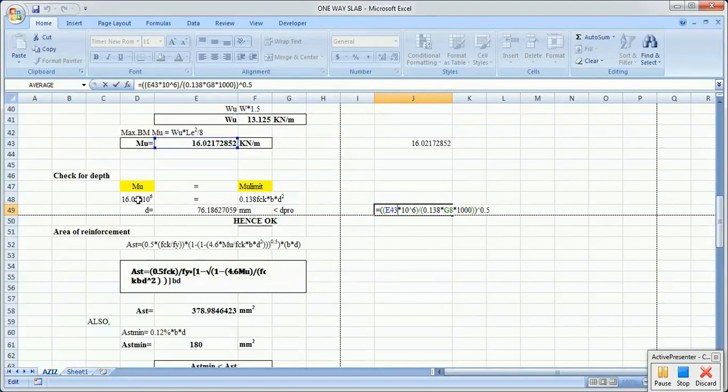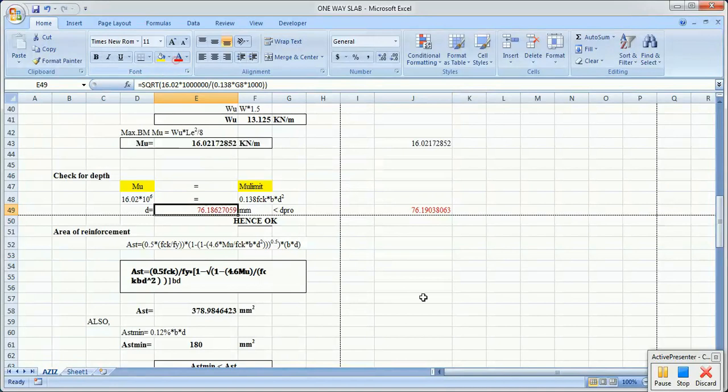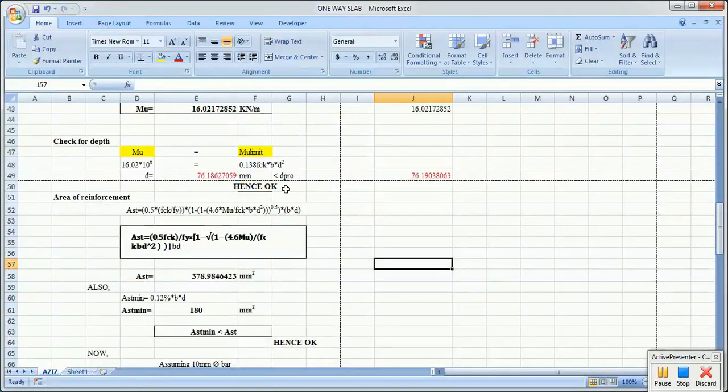Earlier I had clicked here, so I was not getting the answer. Now we can check here. That is mu into 10 raised to 6 divided by 0.13 FCKB raised to 0.5, nothing but square root. So we are getting the same answer. You can check this answer, and even you can check this answer. We are getting both the answers same. Hence okay, because the D required is 76.18 and we have provided 125 mm, so it is safe in check for depth.